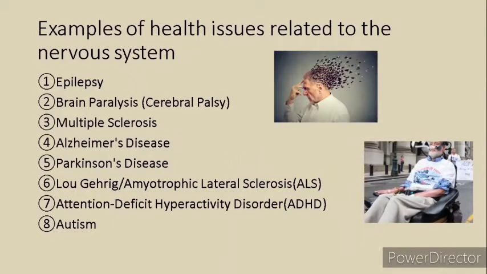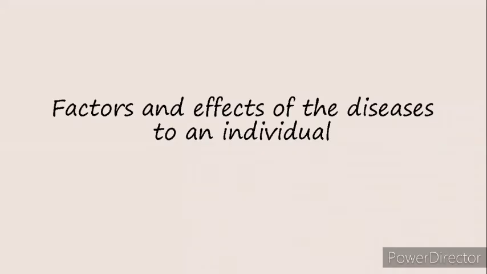The examples of health issues related to the nervous system are epilepsy, brain paralysis, multiple sclerosis, Alzheimer's disease, Parkinson's disease, Lou Gehrig's or amyotrophic lateral sclerosis, attention deficit hyperactivity disorder, and autism. Now we proceed to the factors and effects of the diseases on an individual.